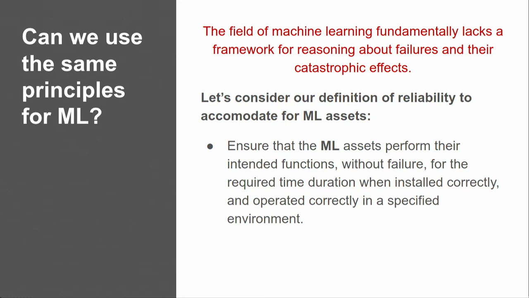So the problem here with deep learning, or machine learning, is that it fundamentally lacks the framework to reason about failure. So if I just switch the word in the definition of reliability to take machine learning instead of physical assets: to ensure that a machine learning model or a deep learning model performs its intended function without failure for the required time duration, when installed correctly, operated correctly, and in a specified environment.